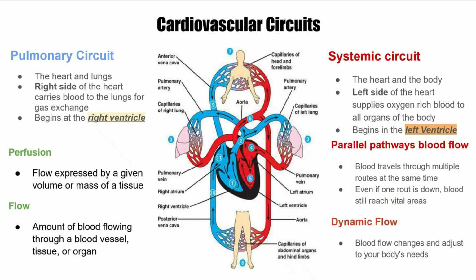Now, you've heard me say flow a lot while explaining perfusion. Flow, when talked about in the cardiovascular system, is the amount of blood flowing through a blood vessel, tissue, or organ. Proper blood flow is unobstructed, allowing for proper perfusion of tissue so that oxygen and nutrients can be received in that given area.